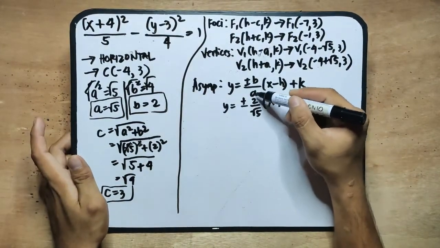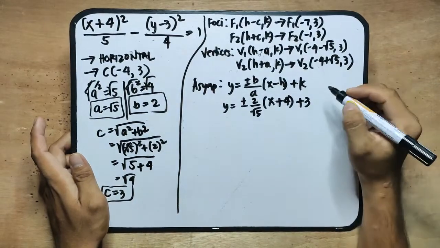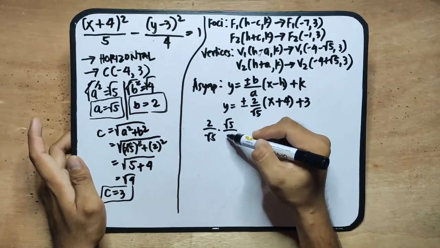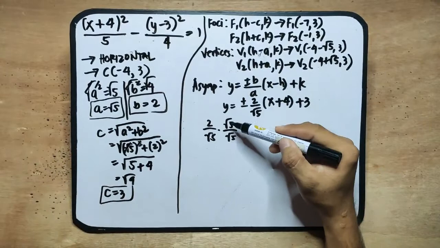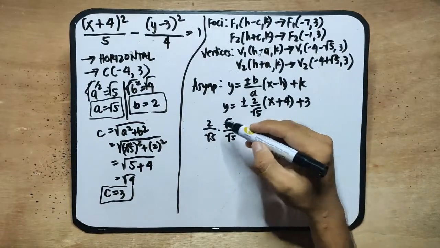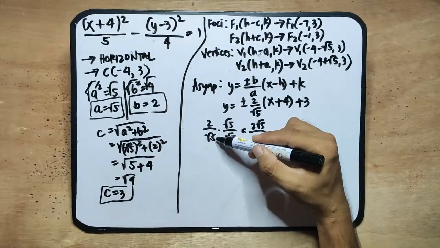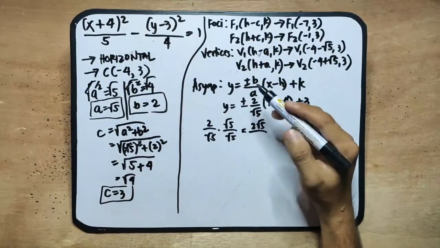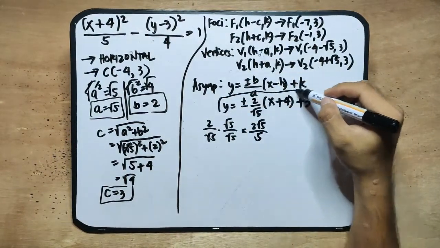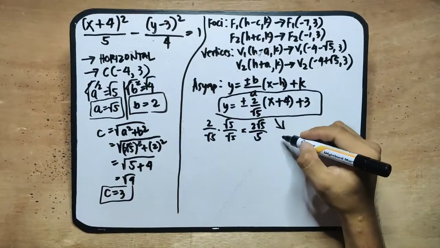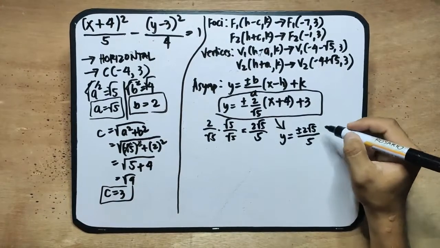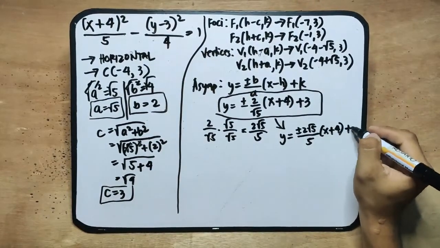We rationalize this. Okay, so, how do we rationalize 2 over square root of 5? I-multiply natin siya by square root of 5 all over square root of 5. Kasi, if we do that, parang nag-multiply lang din tayo ng 1. Since square root of 5 all over square root of 5 is equivalent to 1. So, we have 2 square root of 5 all over square root of 5 times square root of 5 is square root of 25. Square root of 25 is 5. Okay, so, this can be written as y is equal to positive and negative 2 square root of 5 all over 5 times x plus 4 plus 3.